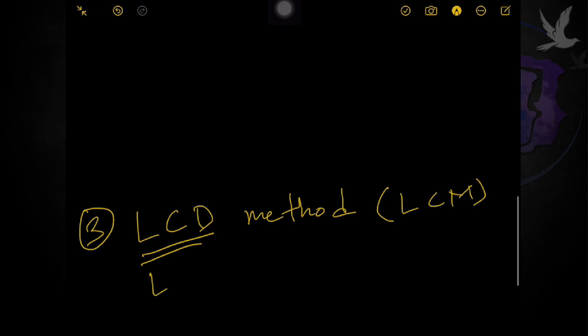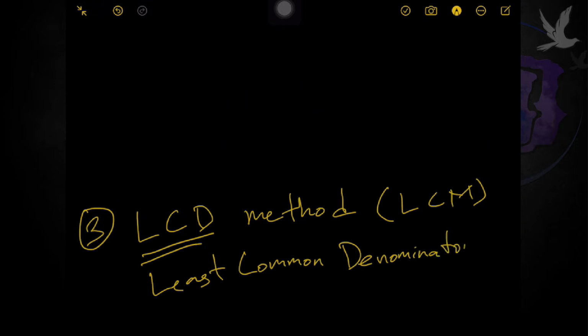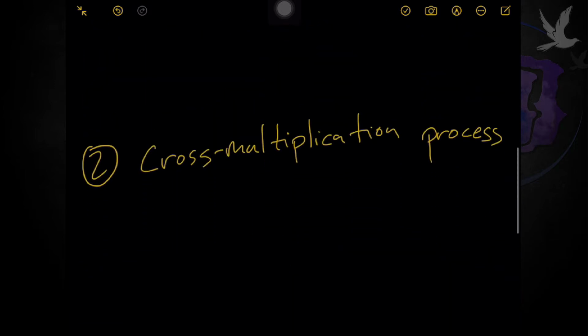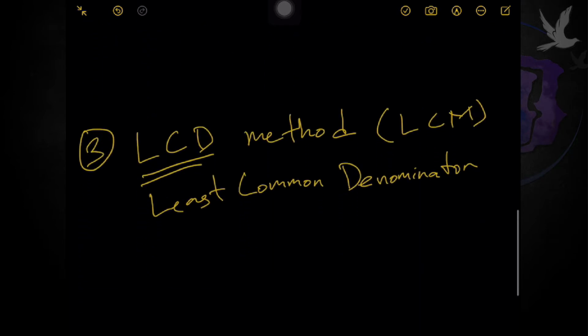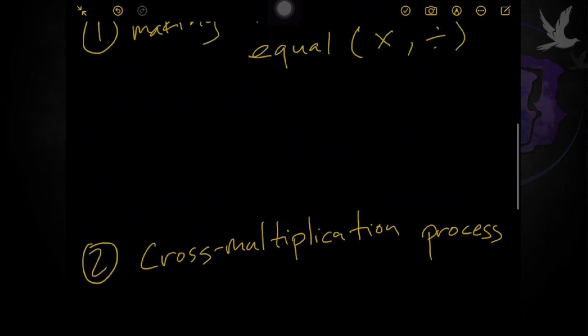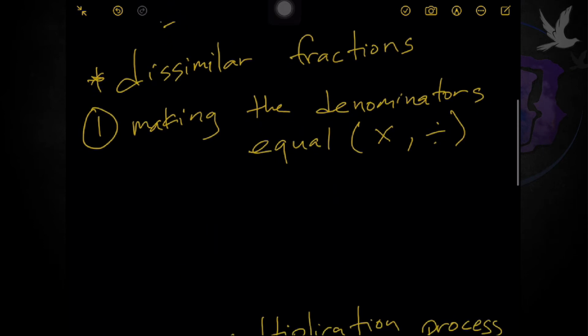LCD basically stands for least common denominator. Cross multiplication process is actually ideal if you know how to simplify the fractions. But if you don't, then stick with the LCD. Pero sige lang, either way, it's the same. This is a learning process. So mag-start tayo with the first process, which I call making the denominators equal.